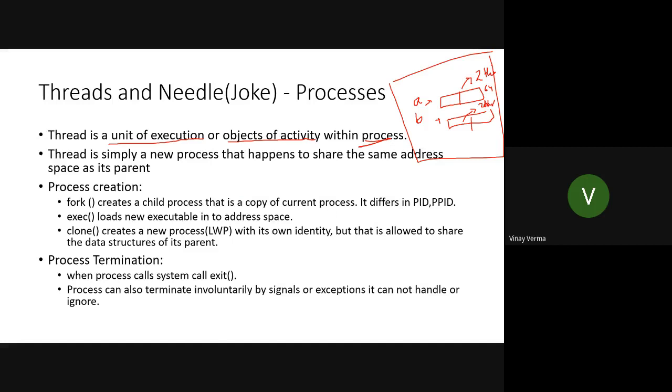Simple, very simple. But in this case this is calculator 1, and in another case this is calculator 2, again with a and b. So this is process 1, this one is process 2. So the unit of execution within a process is called a thread. The work is distributed in two parts, and that is being called a thread. So a thread is simply a new process that happens to share the same address space as its parent.